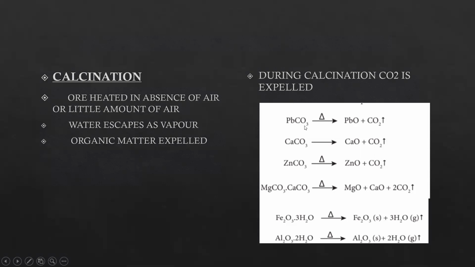Lead carbonate we are taking. We heat that lead carbonate in the absence of air, and we get lead oxide and CO2 as byproduct. The next example is calcium carbonate. We heat the calcium carbonate in the absence of air, and we get calcium oxide and CO2 as byproduct. The next example is zinc carbonate. While heating, we get zinc oxide and CO2 as the byproduct. The next example, MgCO3, magnesium carbonate, and calcium carbonate. While heating, it decomposes into magnesium oxide, calcium oxide and CO2.